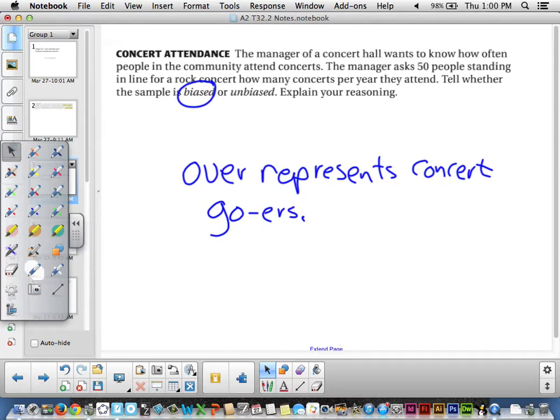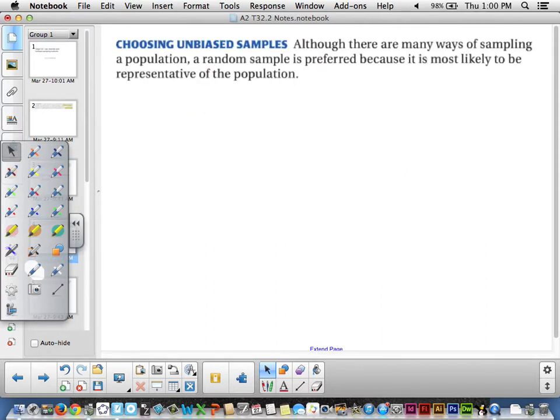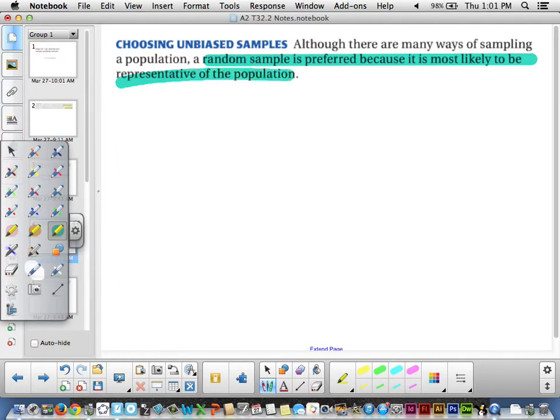How do you remedy that situation? It usually goes back to how you take your survey. The best survey, when possible, is to do random sampling. It is most likely to evenly represent the population. When possible. Not always possible or feasible to do random sampling, but it is preferred.